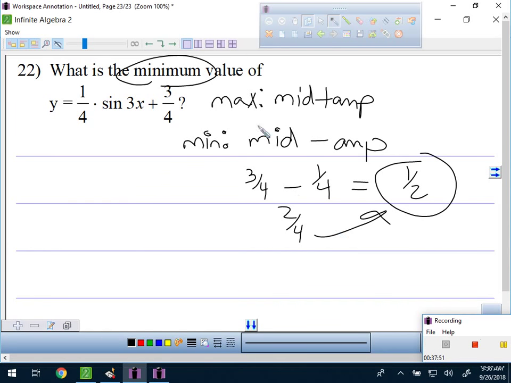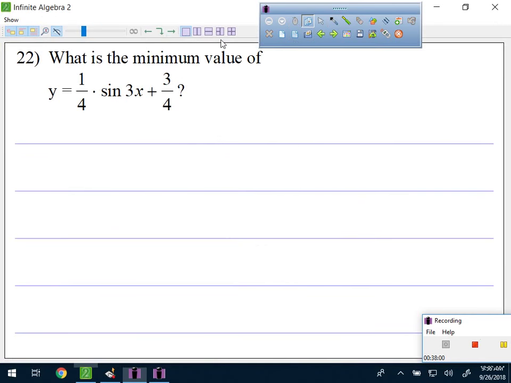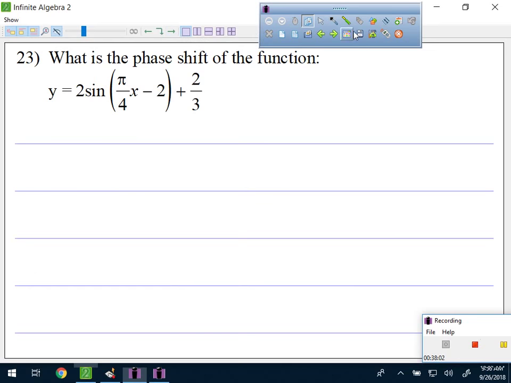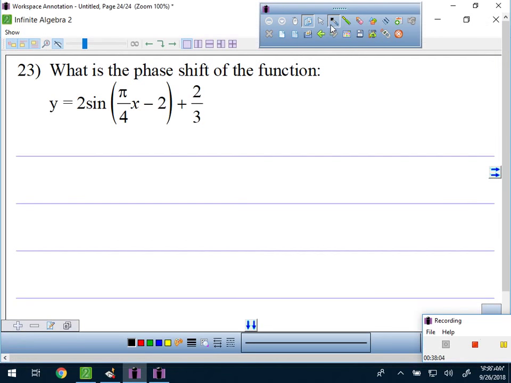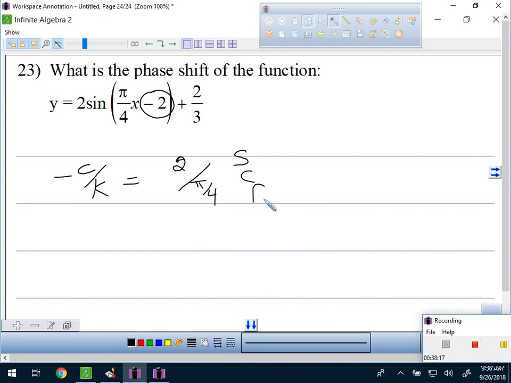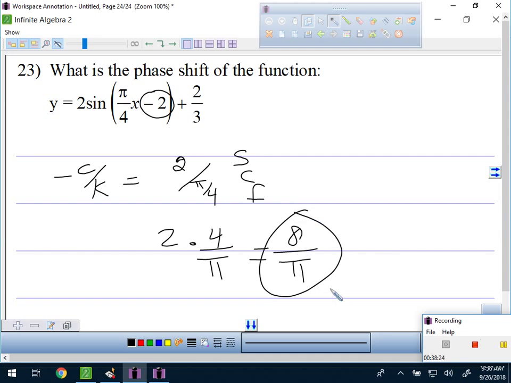That's great. All right, for 23, it wants to know what the phase shift is. Pretty straightforward. The formula for that is negative c over k. In this case, be careful, c is negative 2. That's going to be 2 over k, which in this case is pi over 4. As weird as that looks, I still need to keep, change, flip it. So 2 times 4 over pi. Nothing crosses out, so I just get 8 over pi. As weird as that looks, that is your answer.